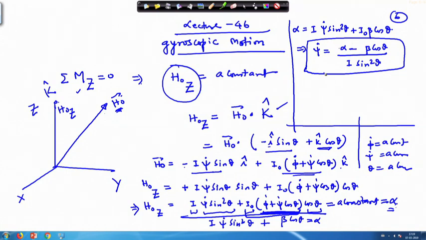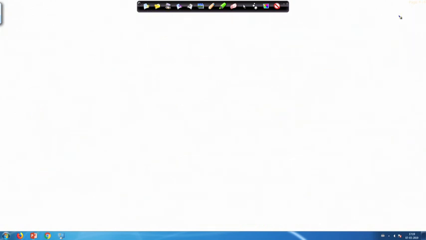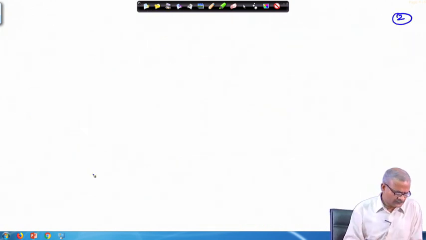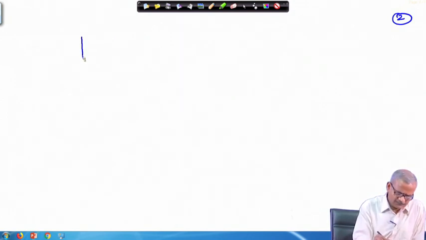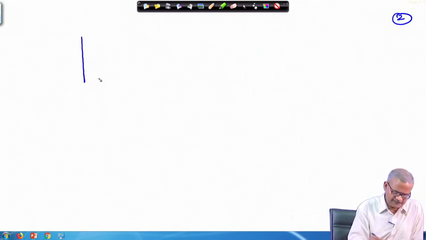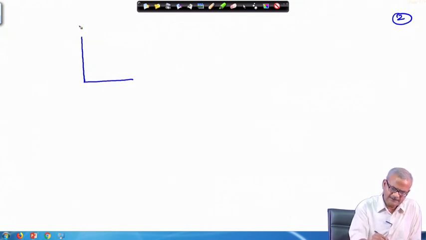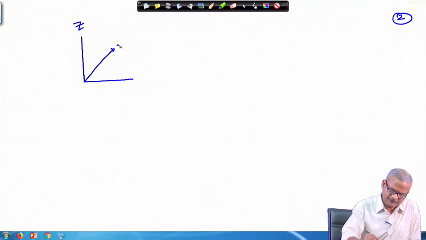Before I progress further, I will take the same issue, but from a different perspective again. Say this is the horizontal here, this is capital Z, and this is your small z axis. So, moment of inertia about this axis is I z equal to I 0, and your x axis is inclined downward, this angle is theta.